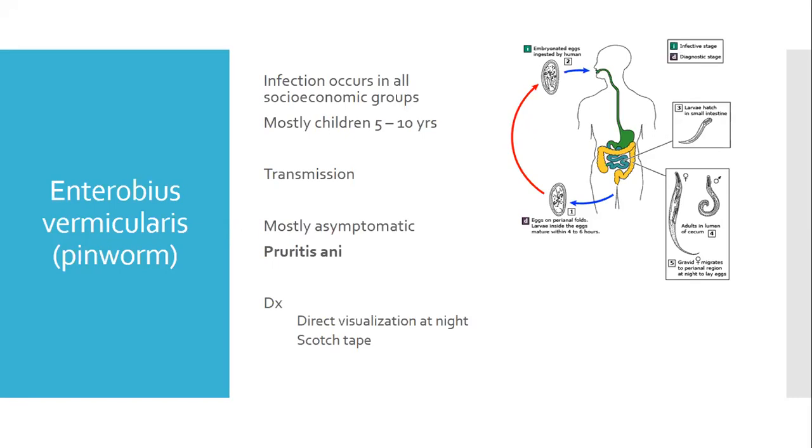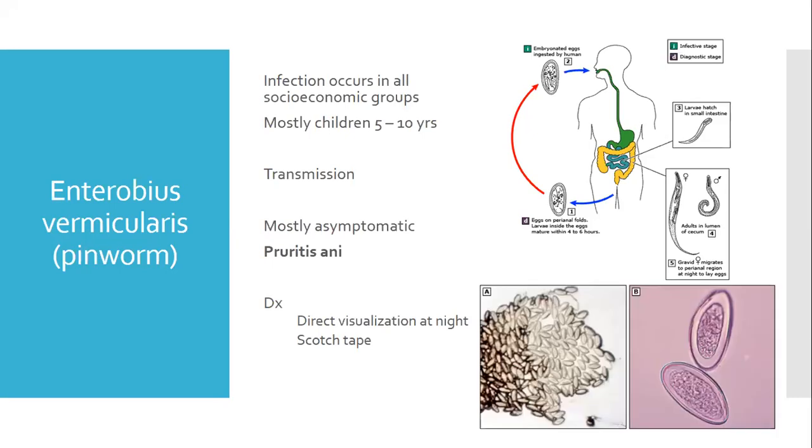So the diagnosis can be made via direct visualization of the worms. And this is at night as they come out to lay their eggs. So they can be visualized directly. They are very tiny worms. And then a Scotch tape can be put onto the perianal area, which would then pick up the eggs. And then this would be viewed under a microscope, and then you would be able to see the eggs. So this is the Scotch tape technique there, and this is the wet prep.